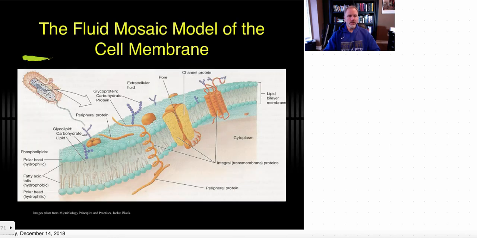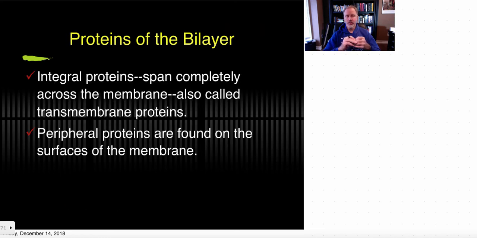Singer and Nicolson came up with the fluid mosaic model, and you can see here the peripheral proteins, the ones on the outside. You can see the transmembrane or integral types of proteins that span through the entire membrane, and then you can see some of the other structures on there, the glycolipids, glycoproteins, all of those sorts of things. These proteins fall into two categories. They're either integral, which we sometimes refer to as transmembrane, where they span completely across the plasma membrane bilayer, and then the other types are peripheral proteins.